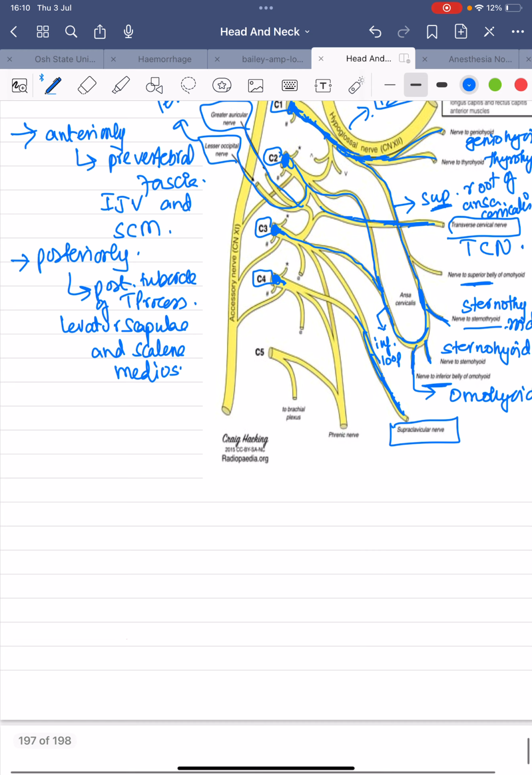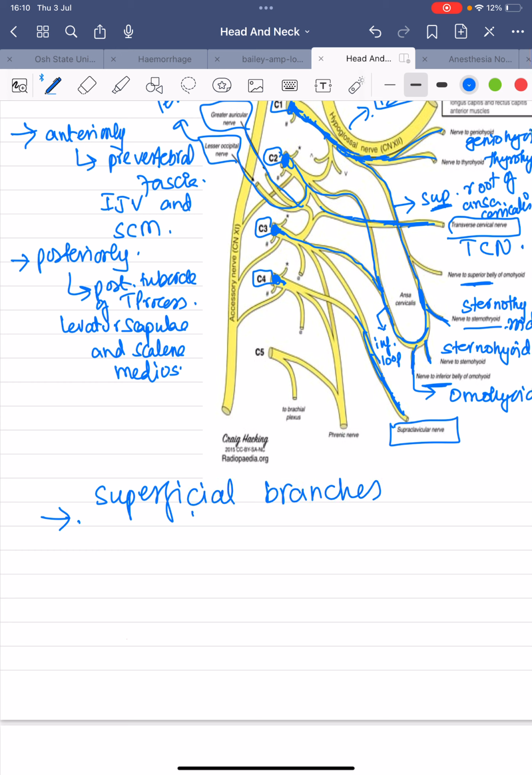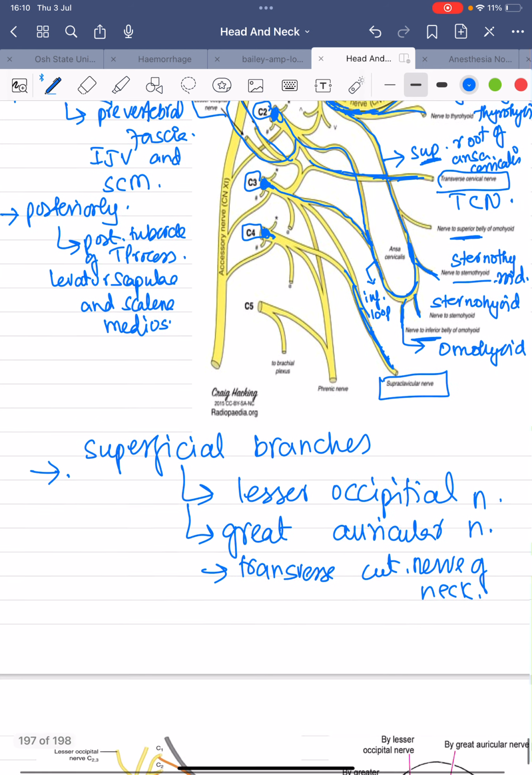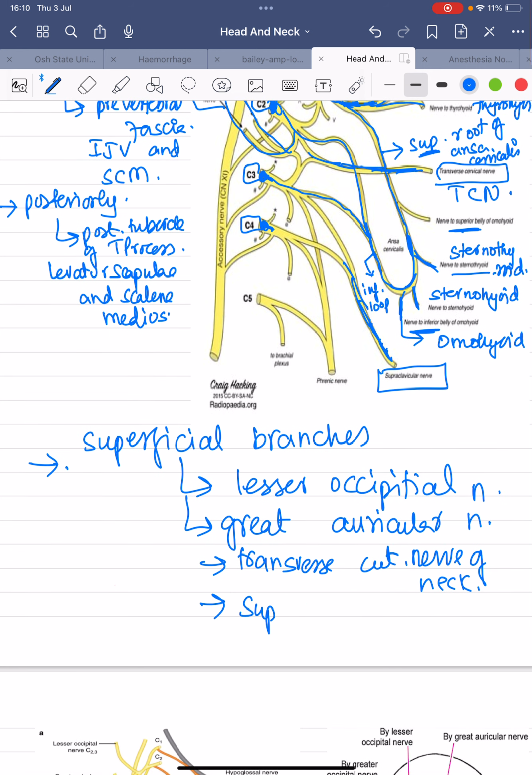So the four superficial branches of the cervical plexus which you must remember: the lesser occipital nerve. Number 2, great auricular nerve. Number 3, transverse cutaneous nerve of the neck region, or transverse cutaneous cervical nerve, same thing. And fourth one is your supraclavicular nerve. Okay, so these four superficial branches are very important.